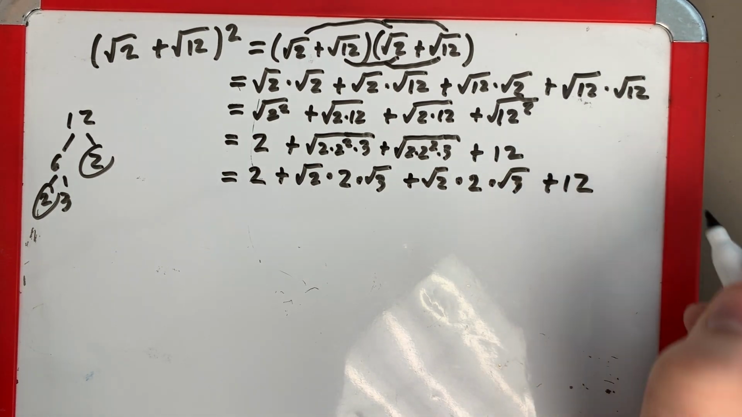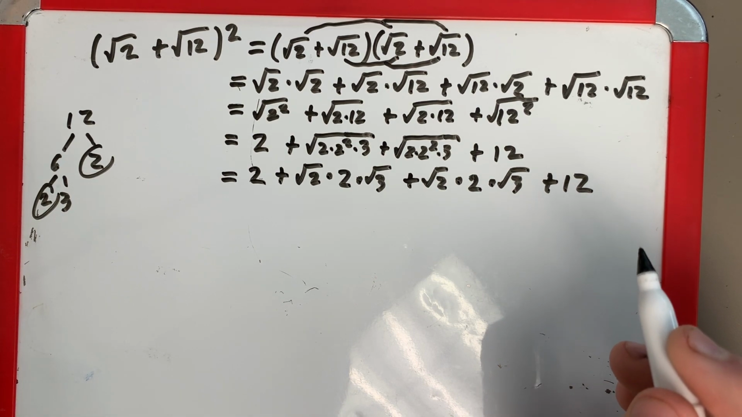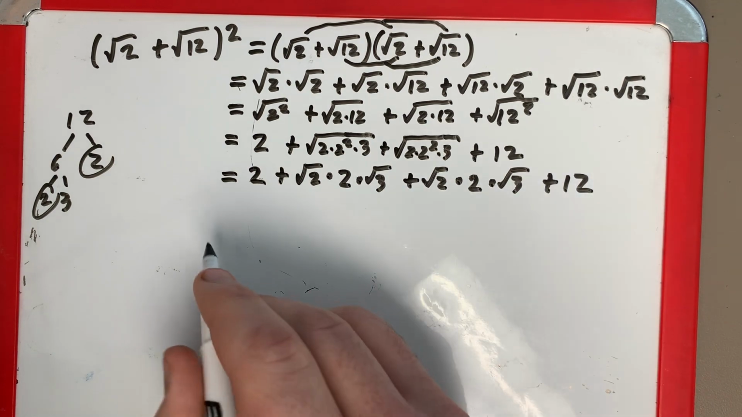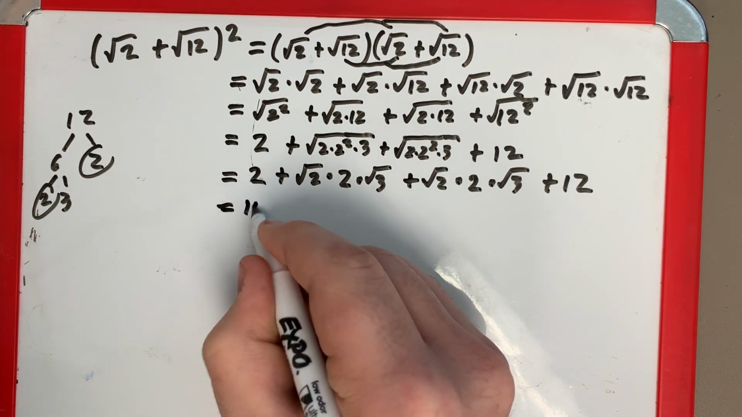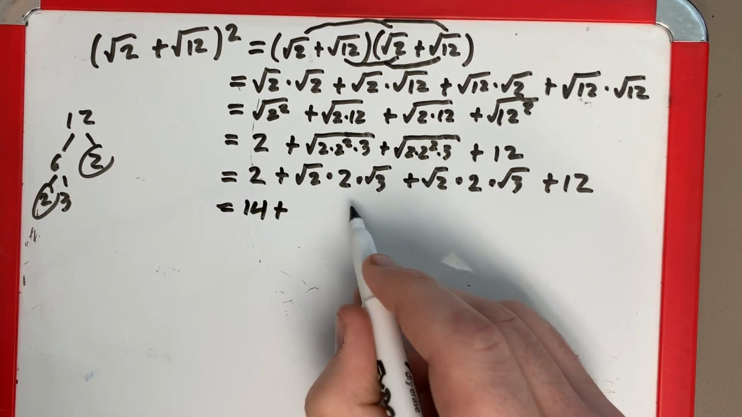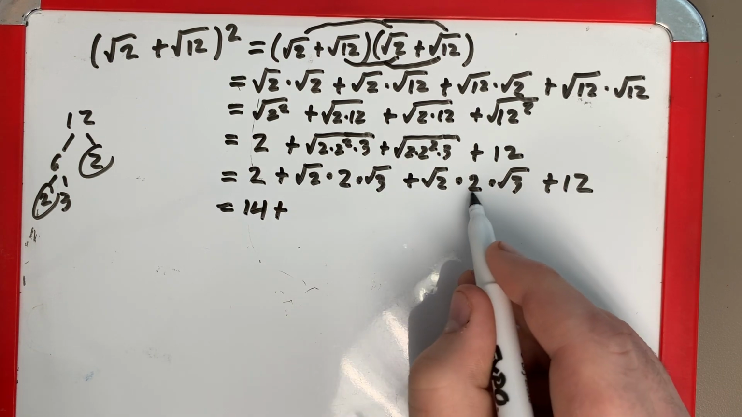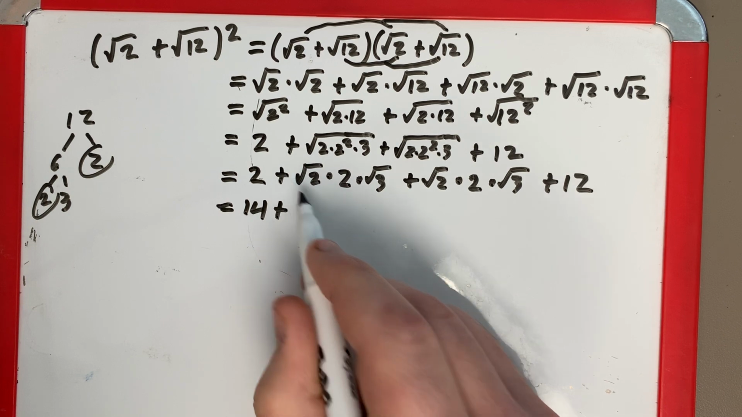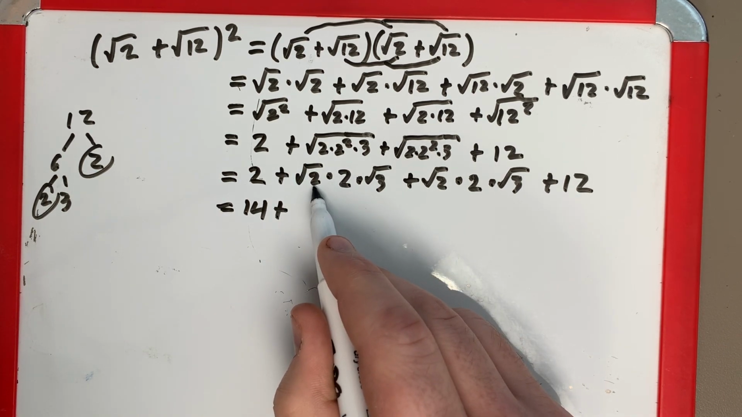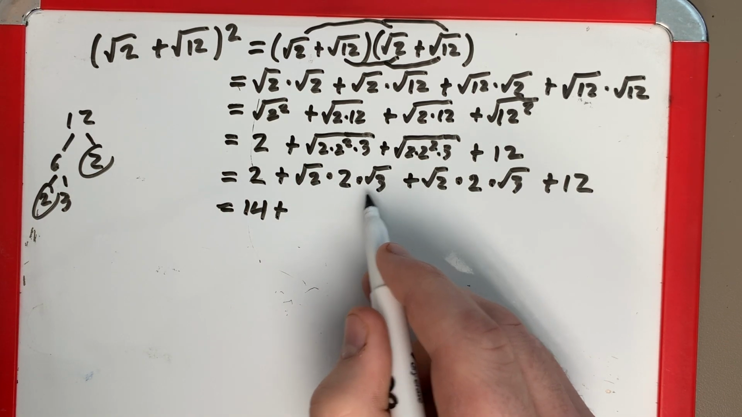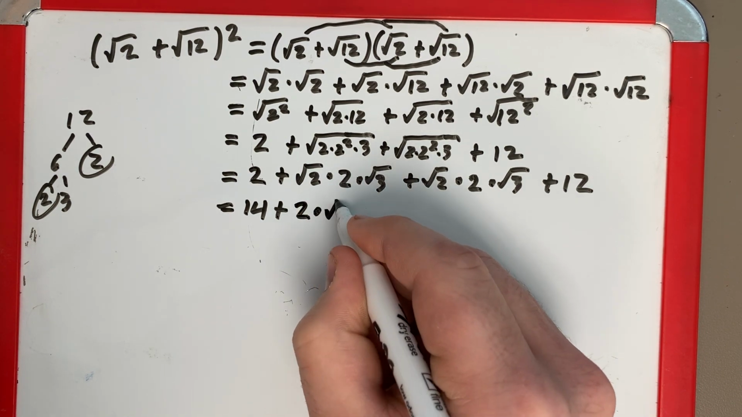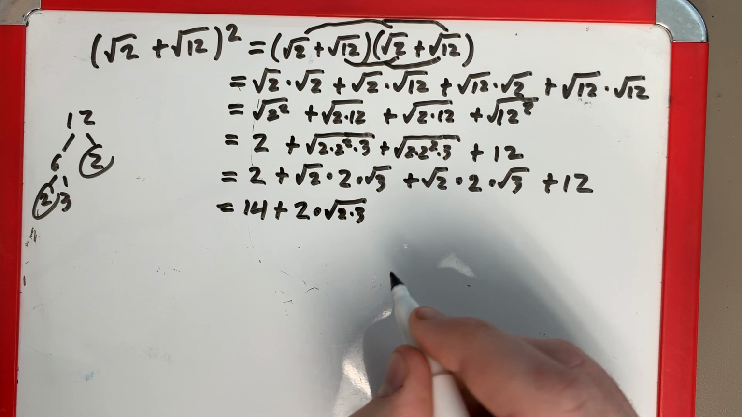Plus 12. All right, now let's combine some like terms here. I have 2 and 12. Those add together to give me 14. And I also have this 2 in the middle, just to illustrate how this all broke down. I'm going to pull that out in front, and I'm also going to combine this radical 2 and the radical 3 so that they're under one roof. So I have 2 times radical 2 times 3.